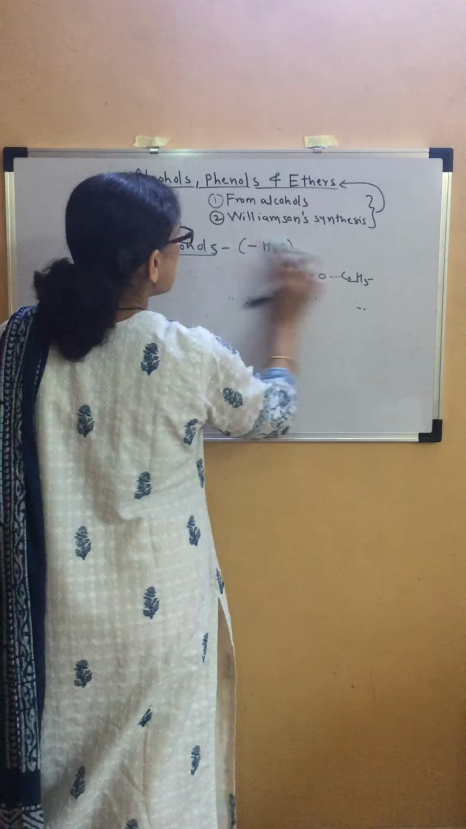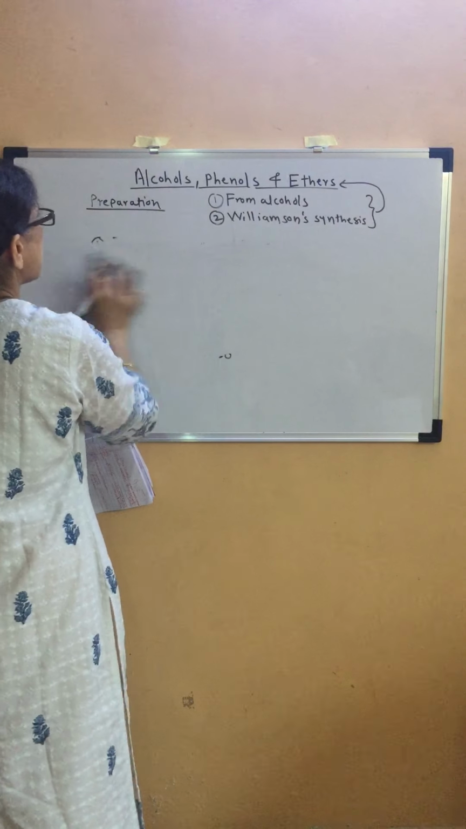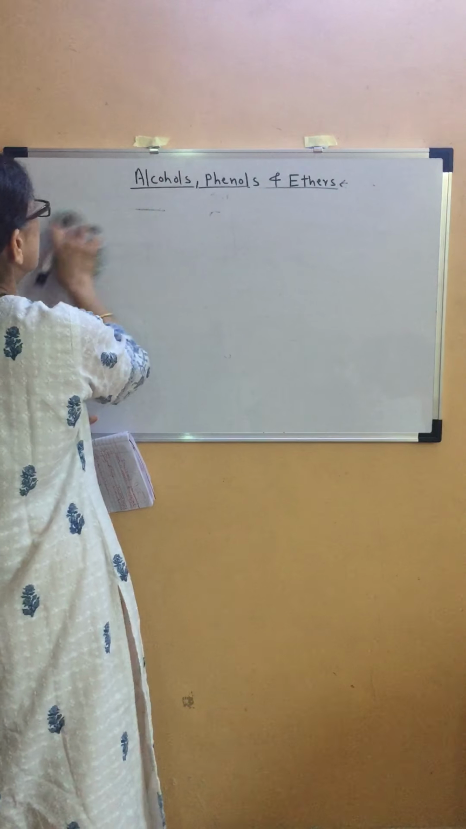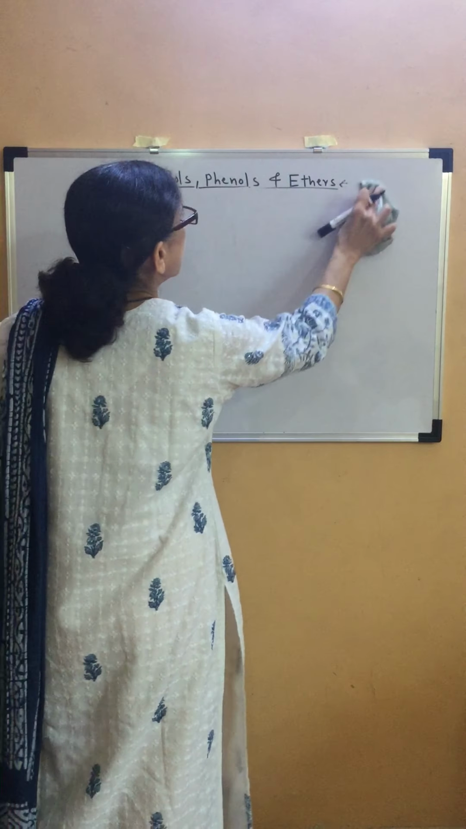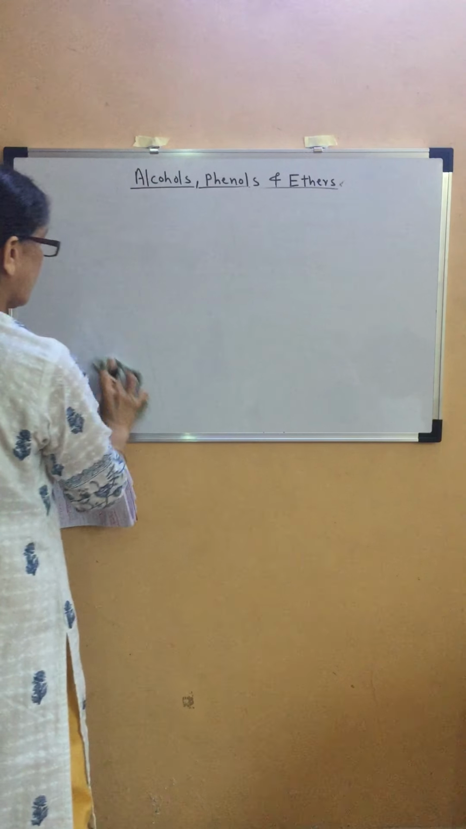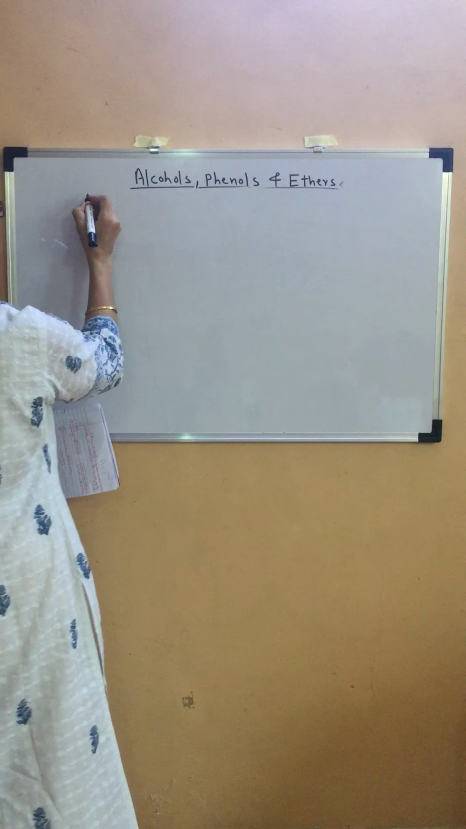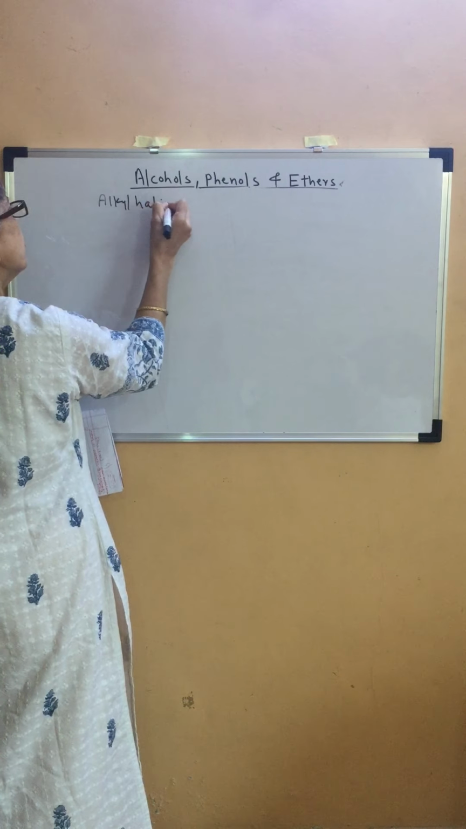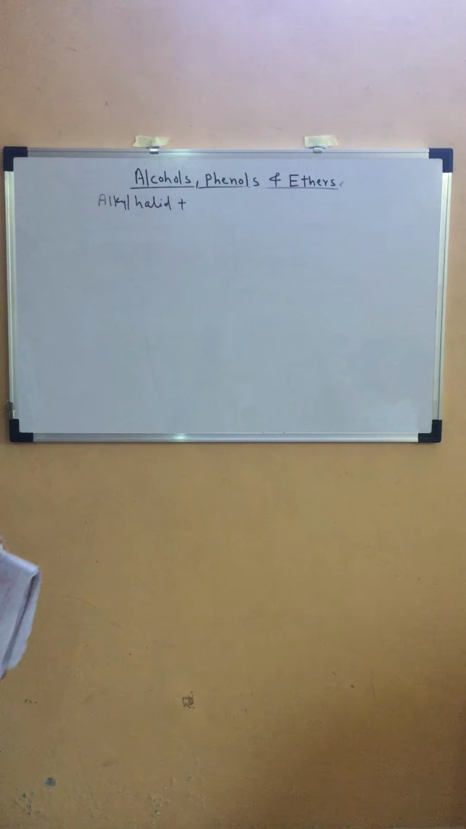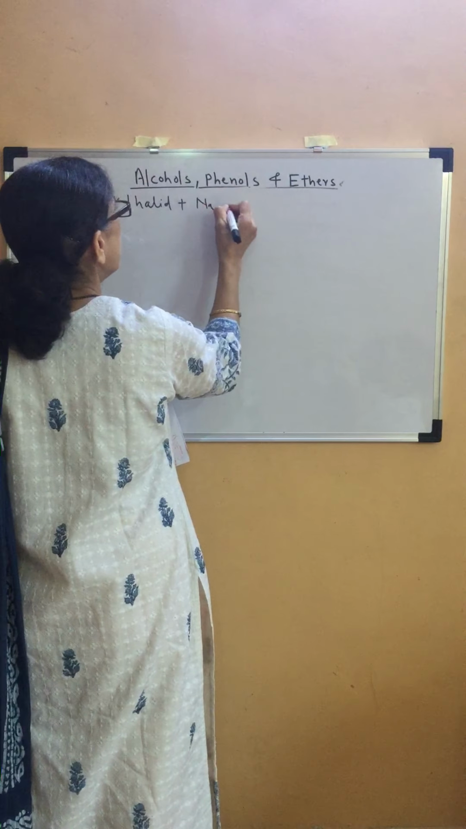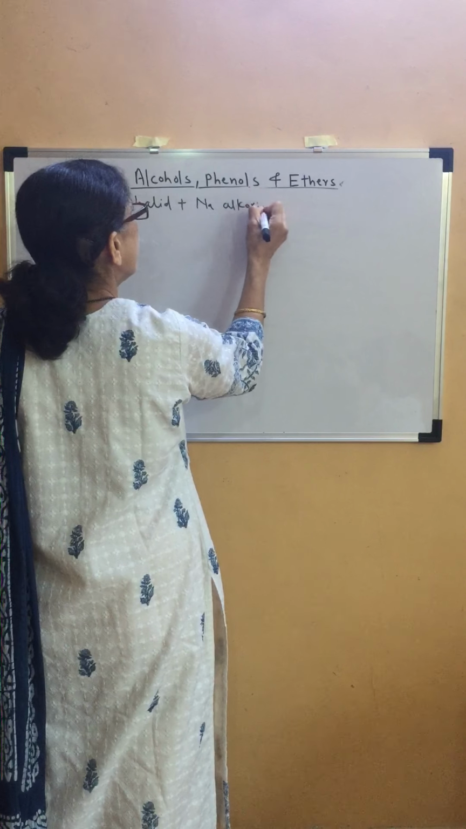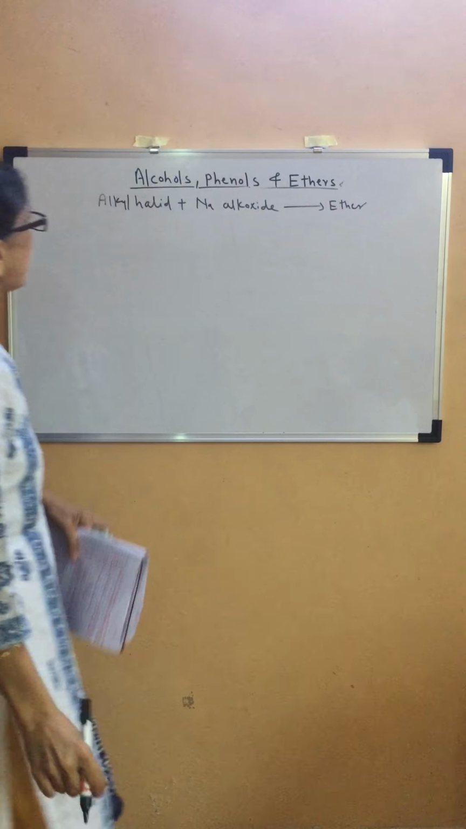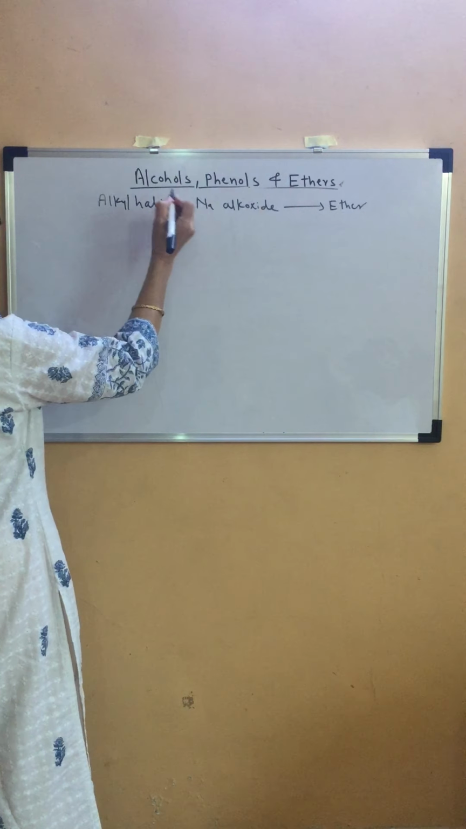Now the second method we will discuss, Williamson synthesis. What is Williamson synthesis? Alkyl halide plus sodium alkoxide will give you ether. That is the method. Alkyl halide plus sodium alkoxide gives ether.